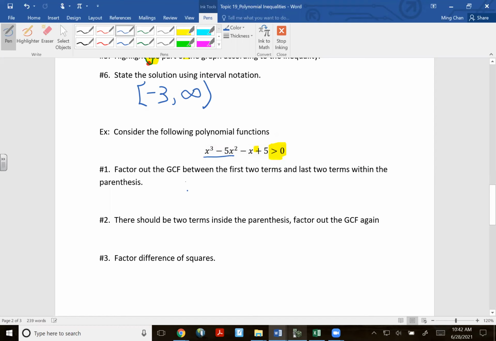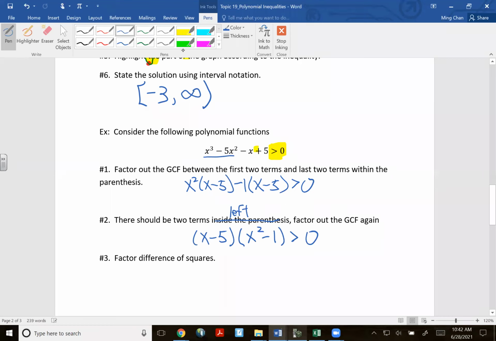Between the first two terms, I can factor out x squared, so that leaves me with x minus 5. Between the last two terms, I can factor out -1, so that will give me x minus 5. Why? Because I want the parentheses to match. So now there should be two terms left. Factor out the greatest common factor again, x minus 5. What should be left for the two terms are x squared and -1, greater than or equal to 0.